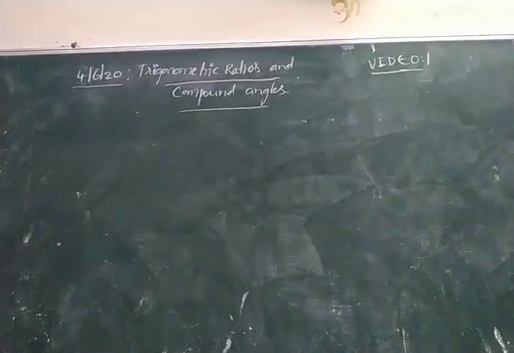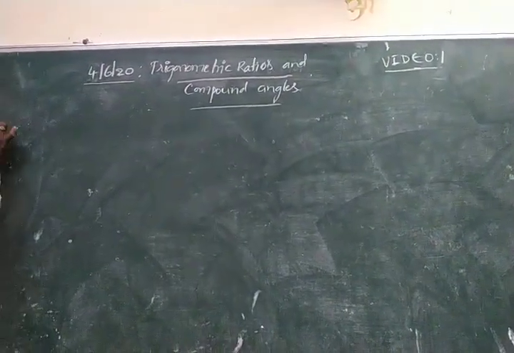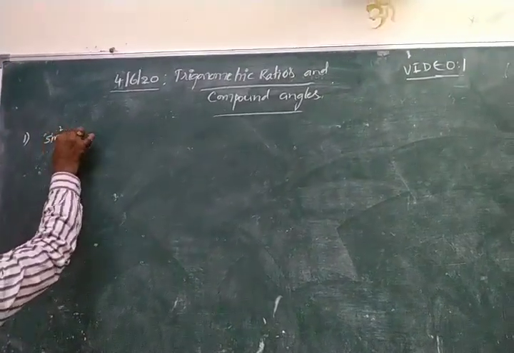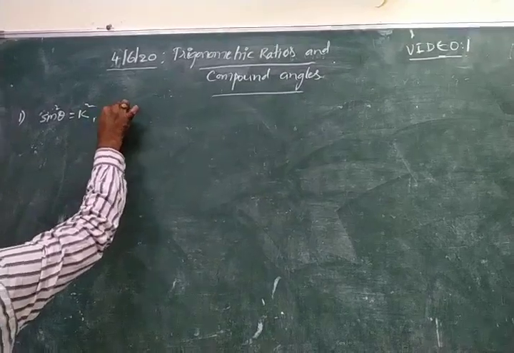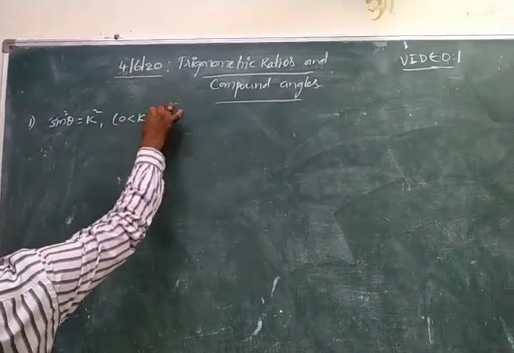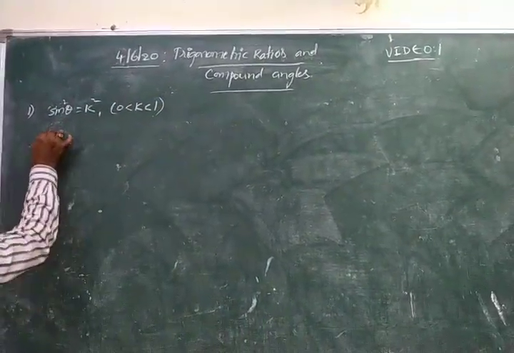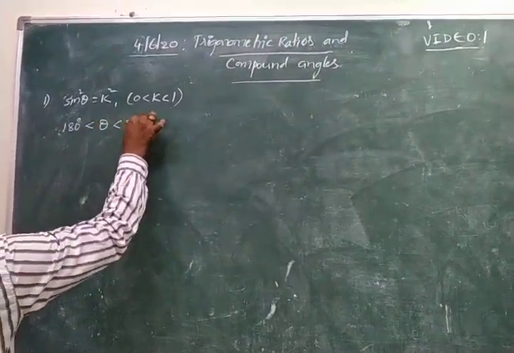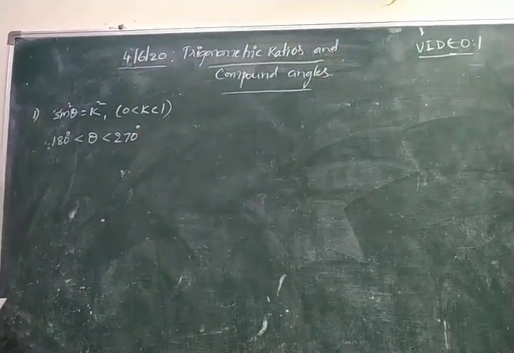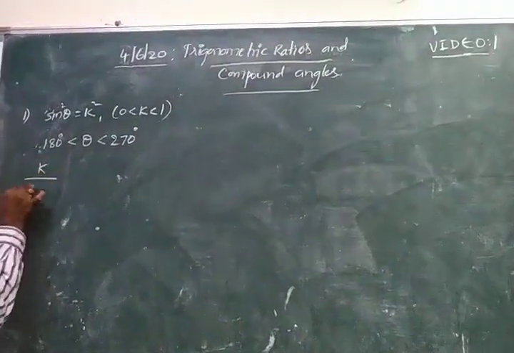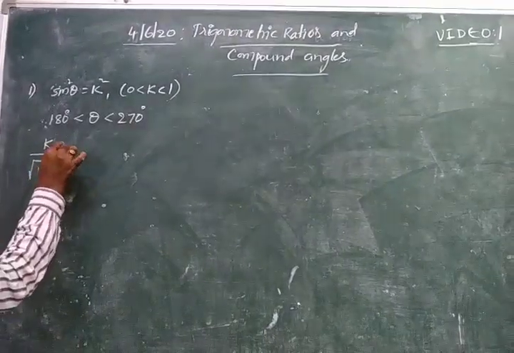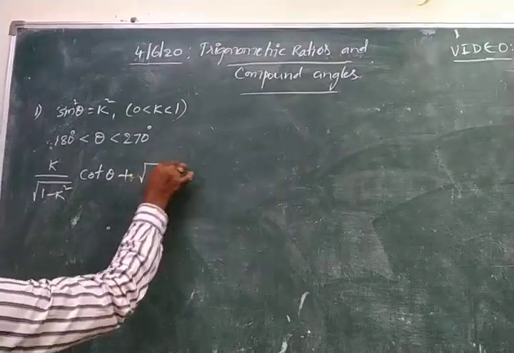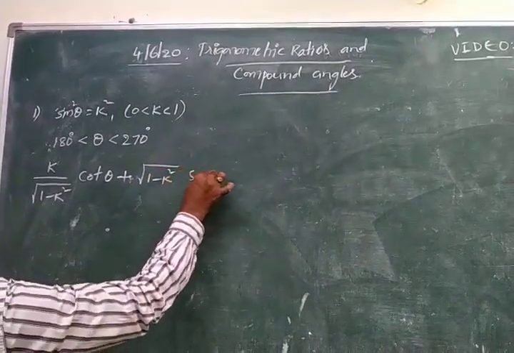Today's topic is trigonometric ratios and transformations. In the first one, if sin square theta equals k square, where k lies between 0 and 1, and also 180 degrees is less than theta less than 270 degrees, then find the value of k by root over 1 minus k square into cot theta plus root over 1 minus k square into secant theta.